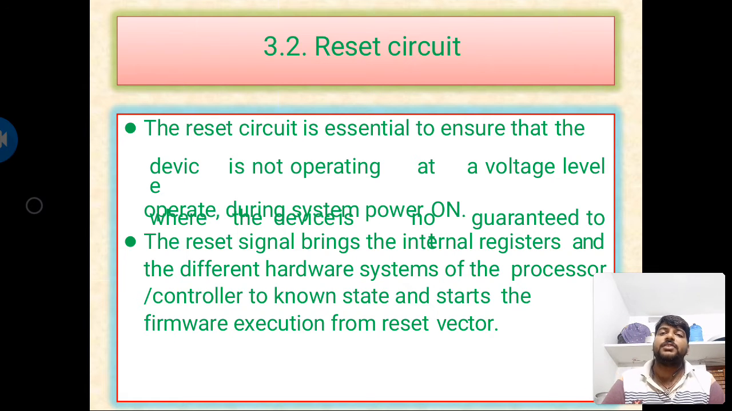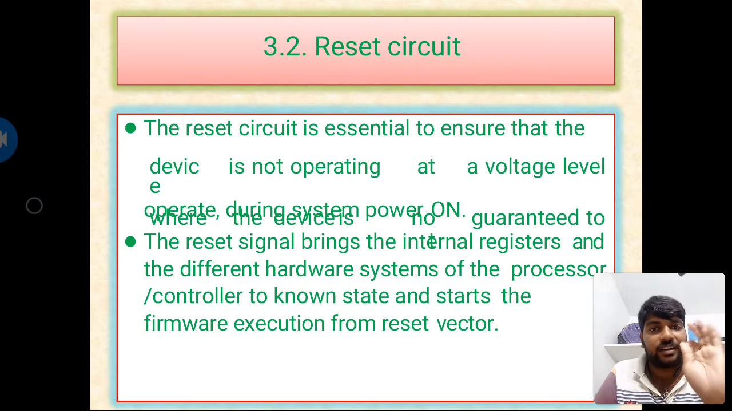The reset circuit is essential to ensure that the device is not operating at an invalid voltage level during system power on. The reset signal brings the internal registers and the different hardware systems of the processor or controller to a known state and starts the firmware execution from the reset vector in the interrupt vector table.